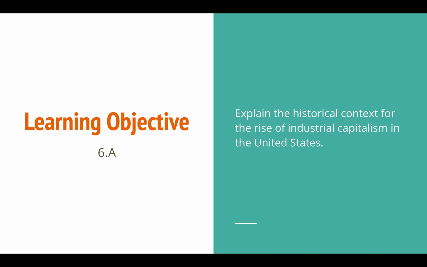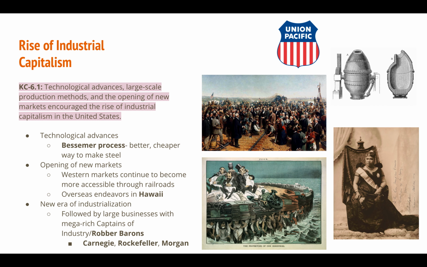So the learning objective is going to be explain the historical context for the rise of industrial capitalism in the United States. This industrial capitalism is going to be one of the largest events that happens in period 6. So technological advances, large-scale production methods, and the opening of new markets encouraged the rise of industrial capitalism in the United States. So right from the get-go, we're answering this learning objective.